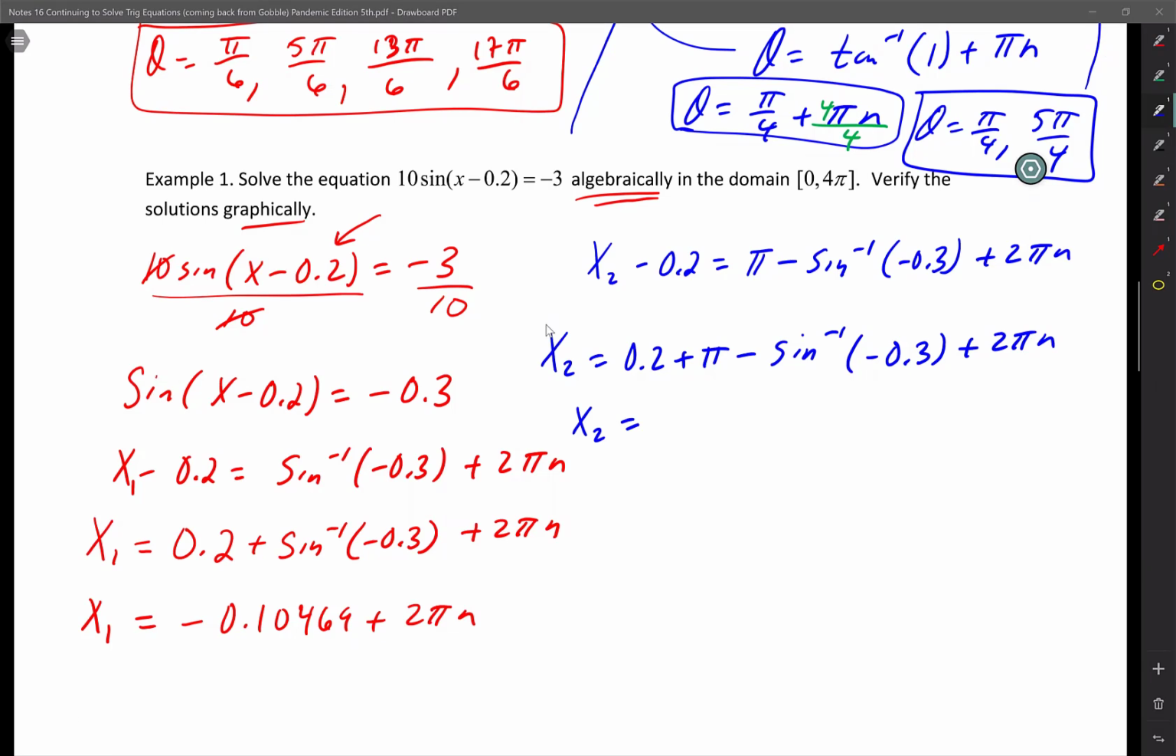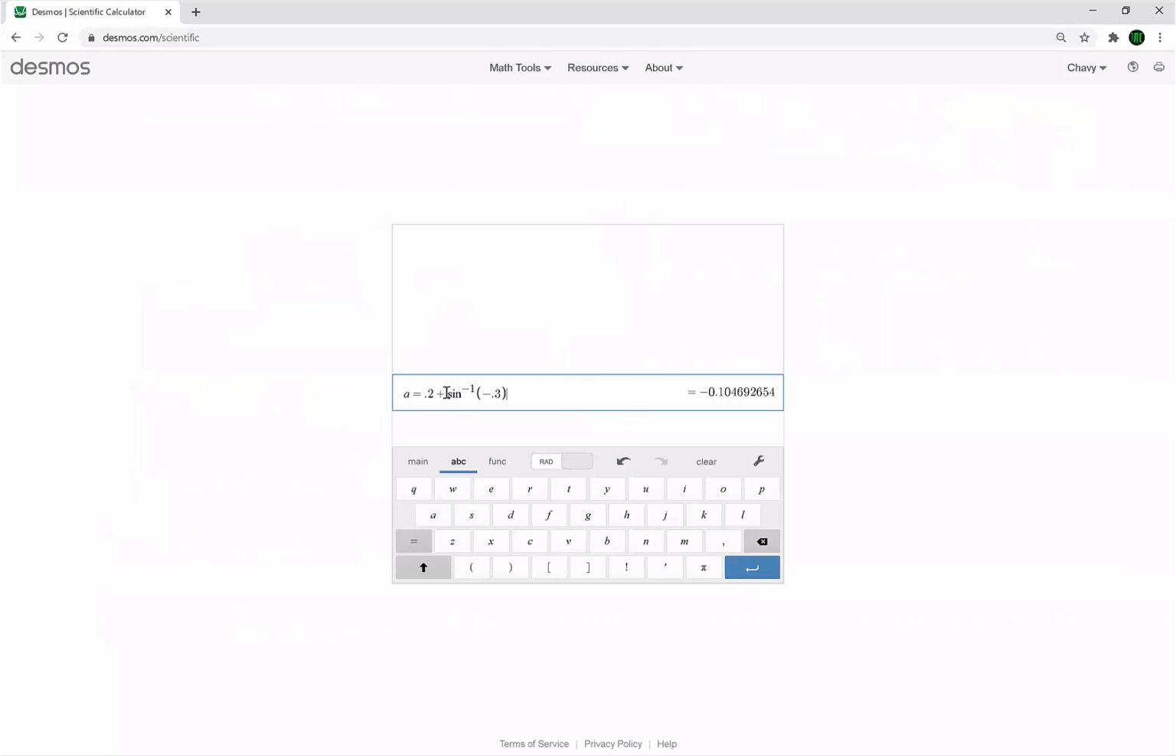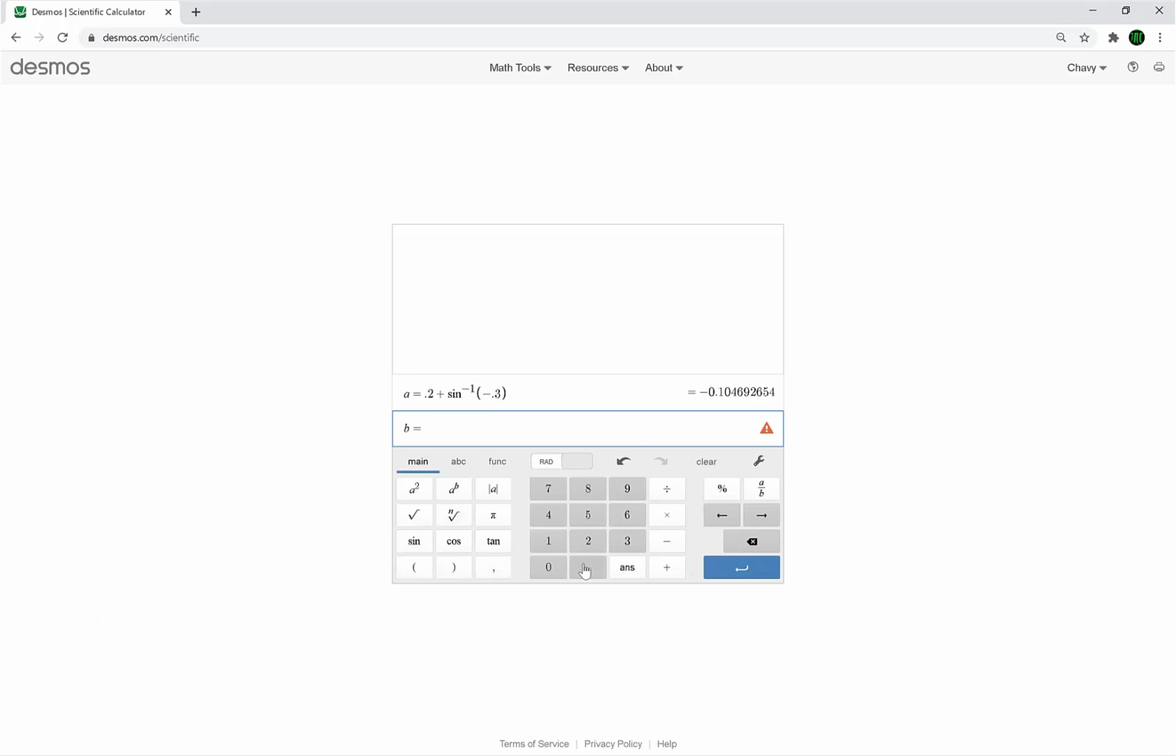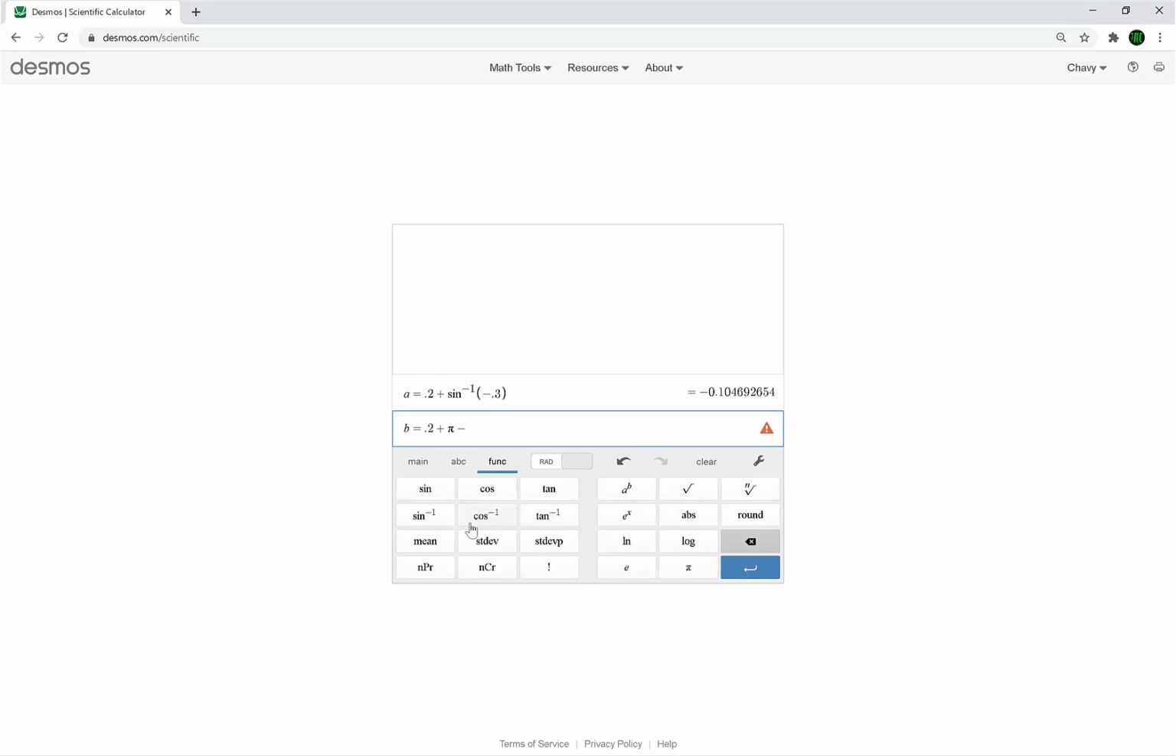So go back. 0.2. I already forgot. Yeah, when I don't get much sleep, my short-term memory is bad. Let's see, 0.2 plus pi minus arc sine. And I realized that I could have just typed it in there, but I wanted to use a different letter just in case I have to recall stuff.